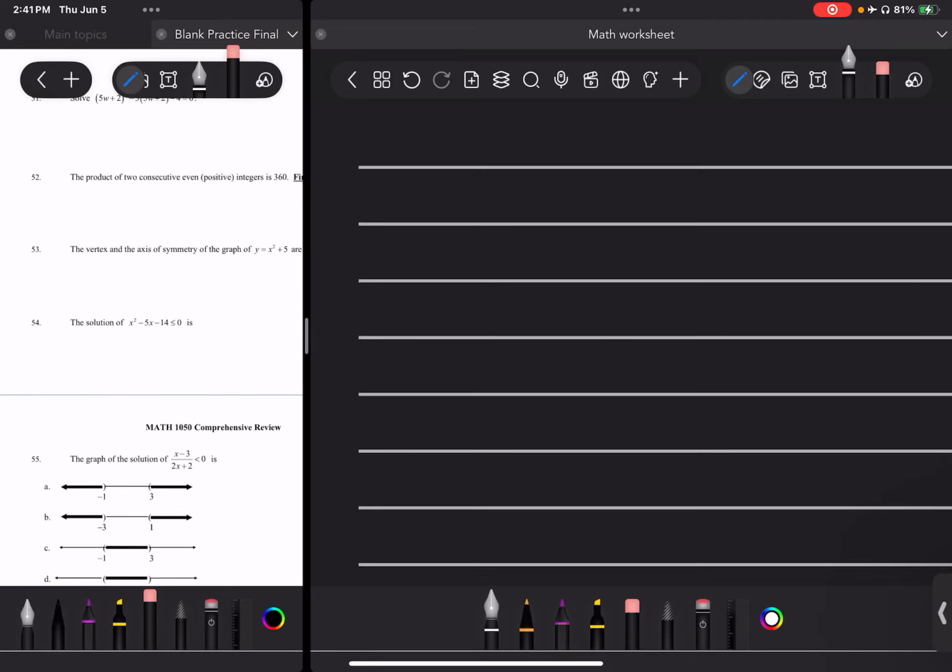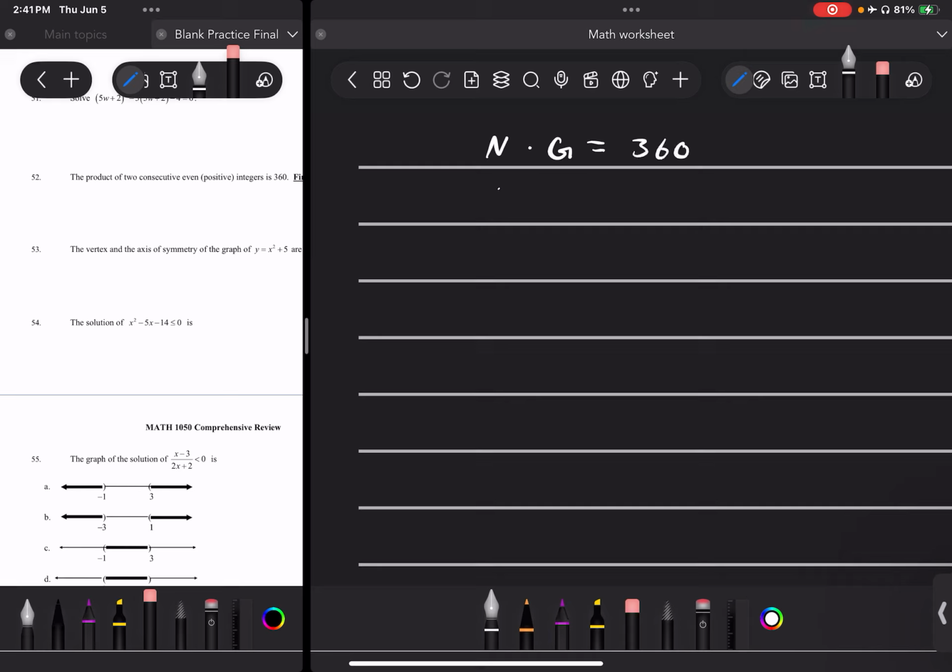All right, this is question number 52 for the practice final. This particular question is asking us to find two consecutive positive even integers whose product is 360. So if we think about that, that means we have the first number times the second number is going to equal 360. If we multiply two numbers, we're going to get that.